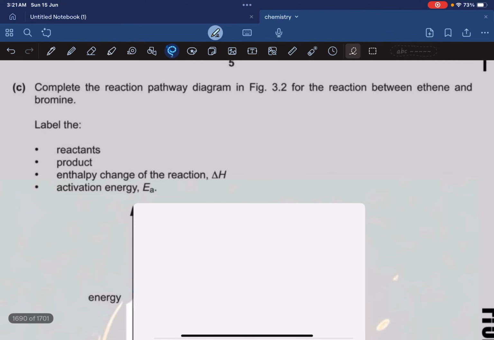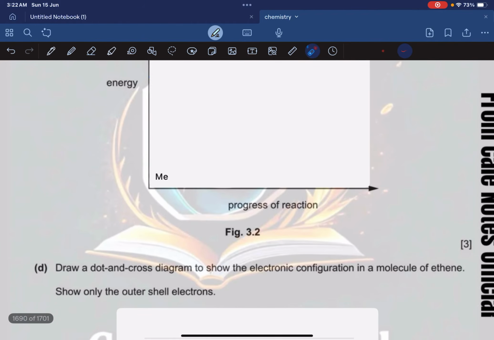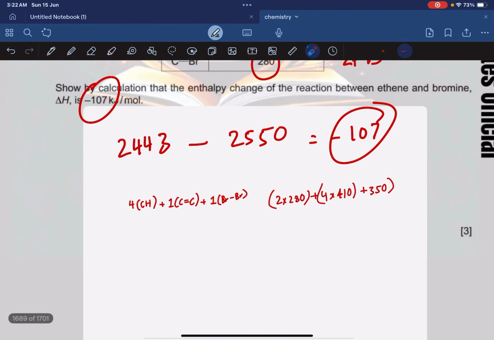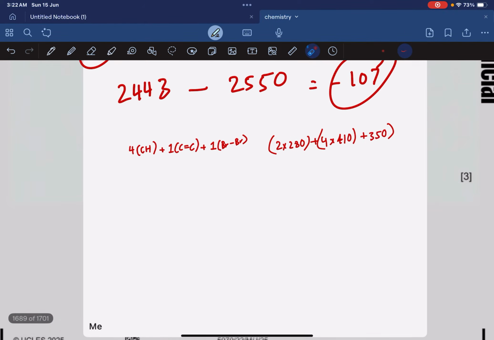Moving on, complete the reaction pathway diagram in figure 3.2 for the reaction between ethene and bromine. Label the reactants, products, enthalpy change, and the activation energy, where we are given 3 marks for all this. Let's do it with our full focus. First we have to label reactants, products, but first we have to realize whether it's exo or endo. Since the enthalpy change came out to be negative, and even if you got this part wrong, you must get this part right, because it's given in the question that it's negative 107.